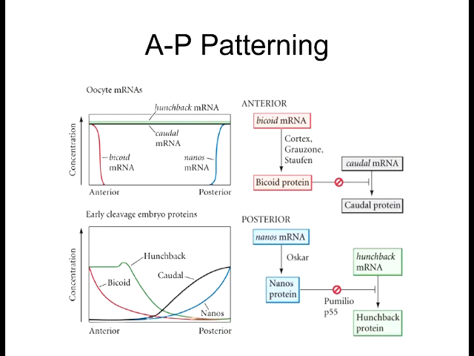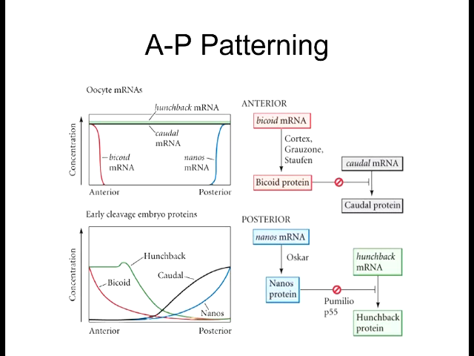So that's what this is summarizing right here. Bicoid and hunchback in the most anterior region, nanos and caudal in the most posterior region, and torso in both the anterior and the posterior region. These are the 5 maternal effect genes that I will expect you to know and describe just like I did on how they work together.